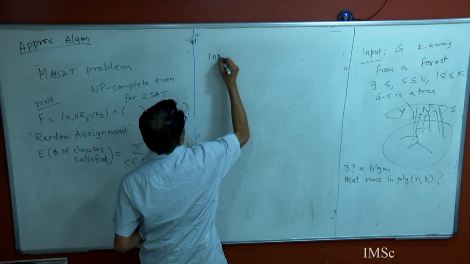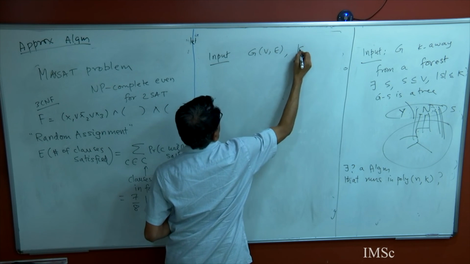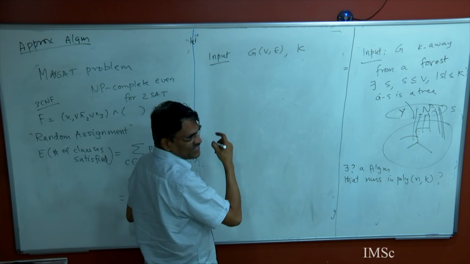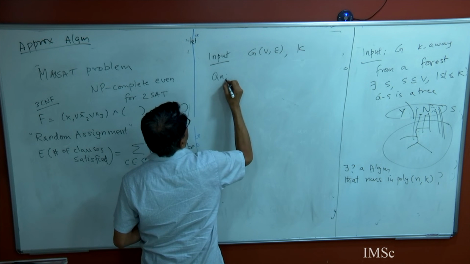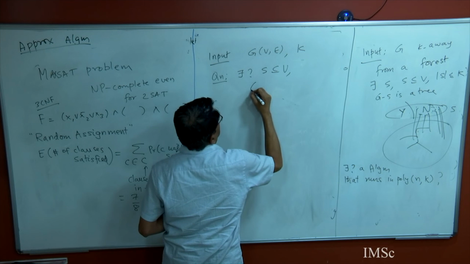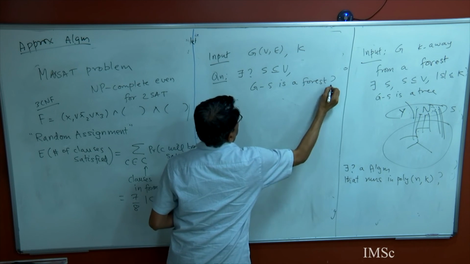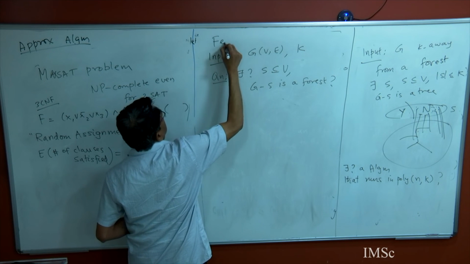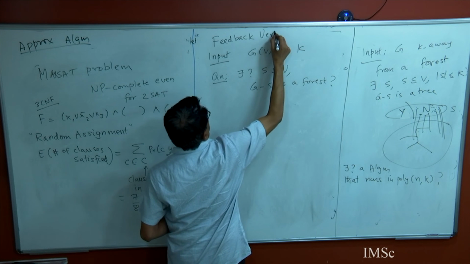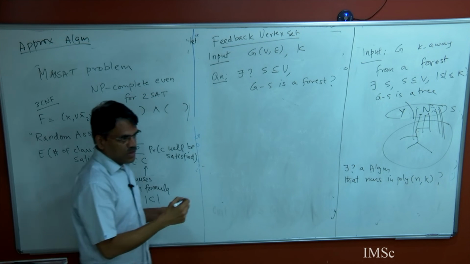So, your input is G and I give you a parameter k. And the question is, does there exist an S of size at most k such that G minus S is a forest? This is exactly the feedback vertex set problem, which is NP complete.